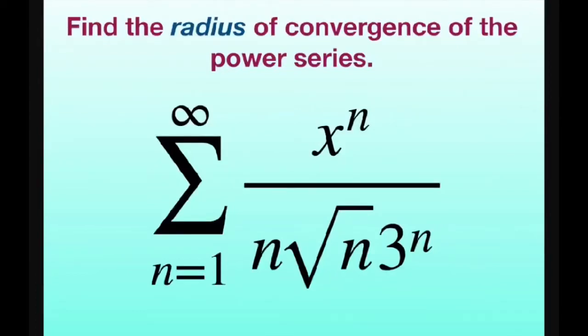Everyone, we're going to find the radius of convergence of the power series. We have the sum from n equals 1 to infinity of x to the power of n divided by n times the square root of n times 3 to the power of n. We're going to use the ratio test on this. I'm going to do condition 1 and set my limit to less than 1 to determine convergence, and that's going to help me find the radius of convergence.